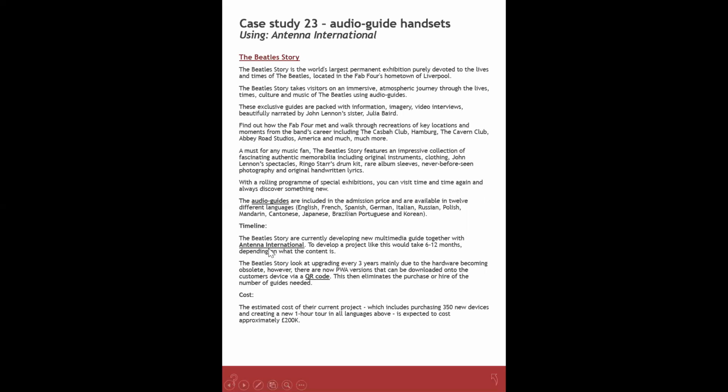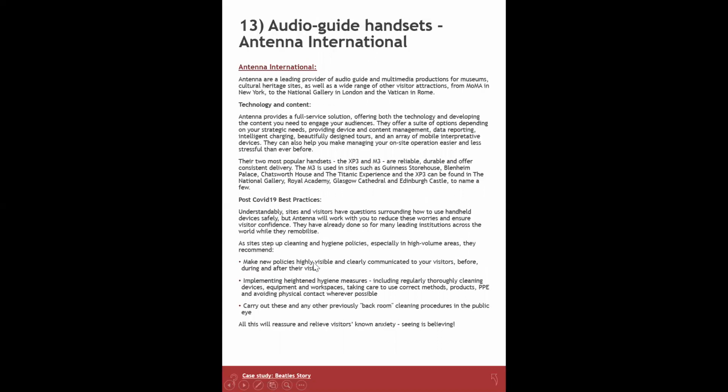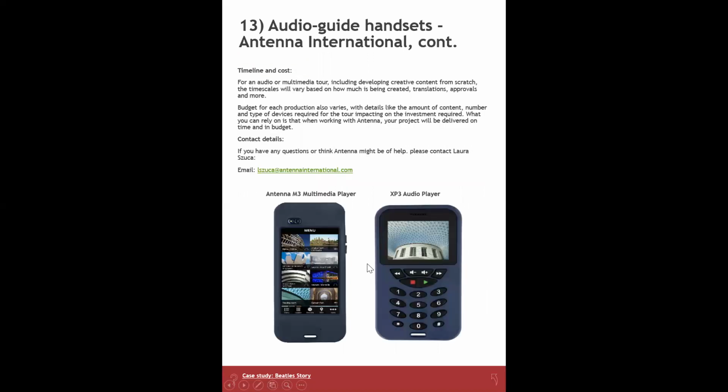There are also links to technology providers. So in this case, it's a company called Antenna who's providing the Beatles story with their audio guides. And you can click on that. And the setup here is very simple. It gives you an idea of what the company do, the services they provide. Sometimes it's advice or best practices. And we also include a timeline and cost. It's usually guidelines, and then you have the contact details. So you can contact the company yourself and ask for a quotation or further information.